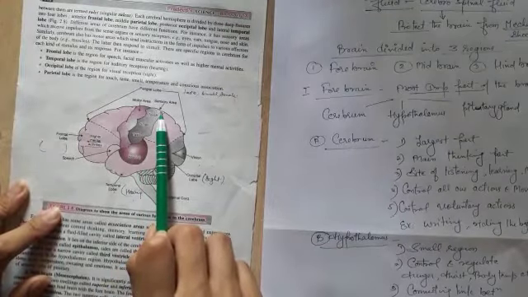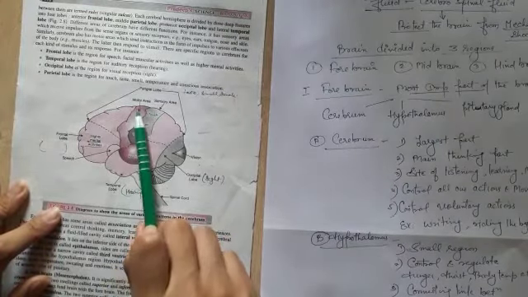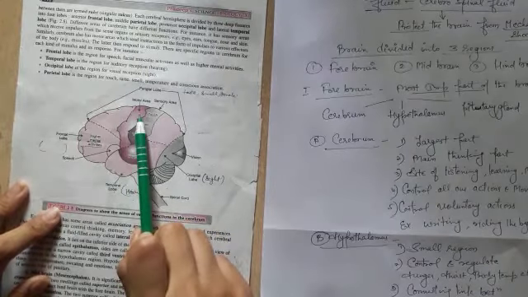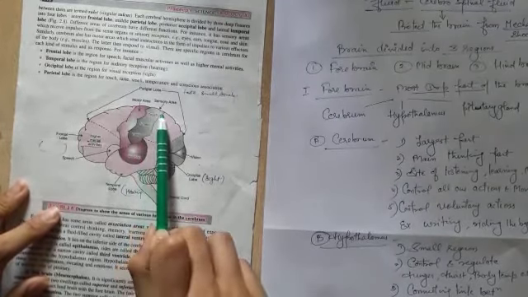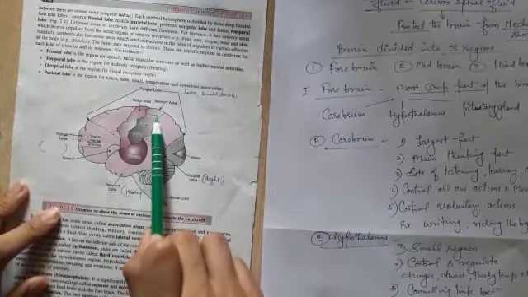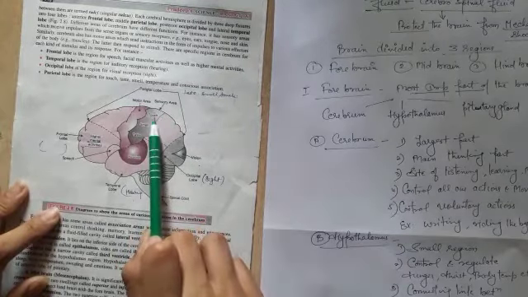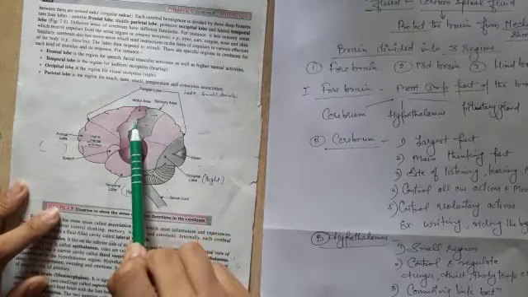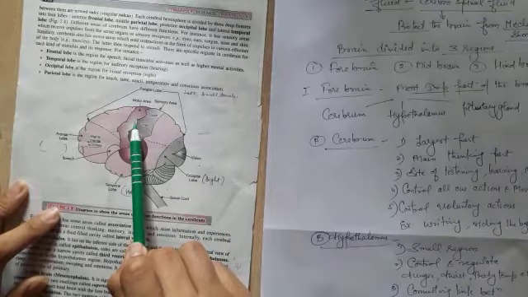Also they have two areas, sensory area and motor area. The function of the sensory area is it receives impulses from sensory organs, and the function of the motor area is it sends instructions to muscles and glands.